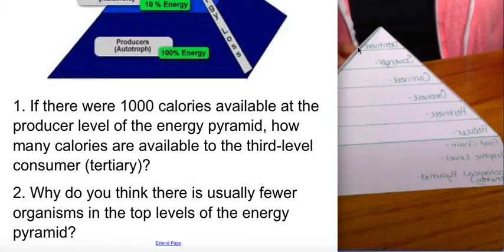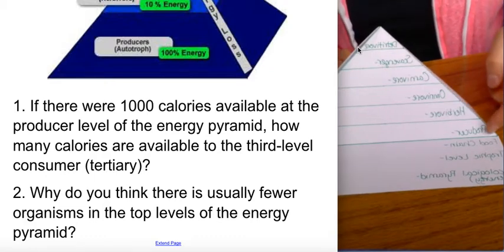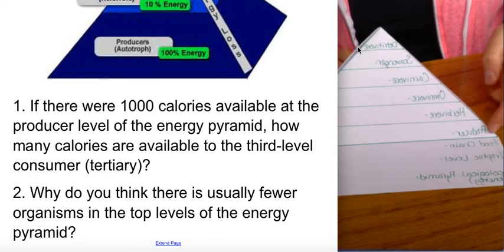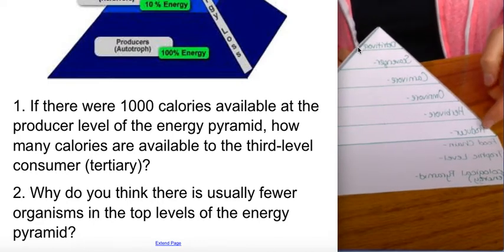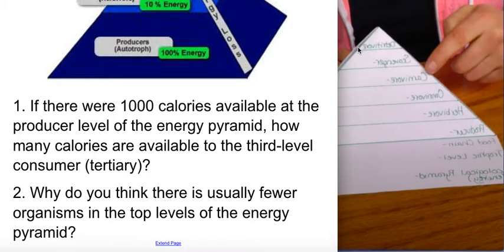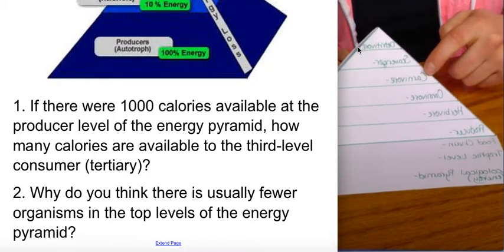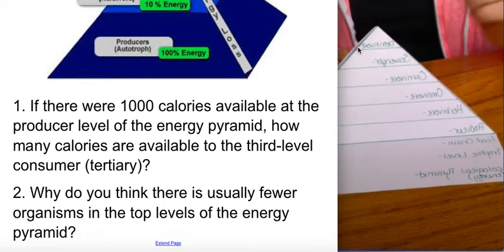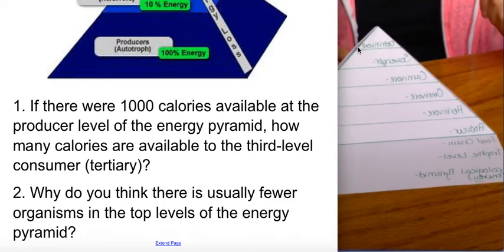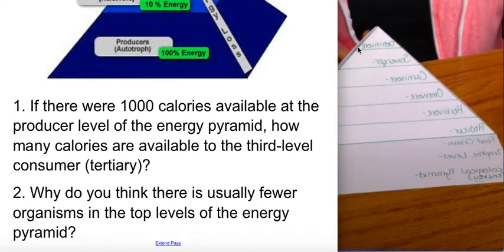So in general, most of the organisms in an ecosystem fit in this first trophic level. So there's usually many, many more producers than there are top predators or carnivores. Why do you think that there usually are fewer organisms at the top levels of the energy pyramid as you go up? So some things to think about before class next time.